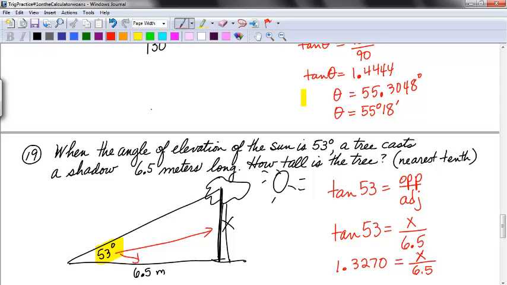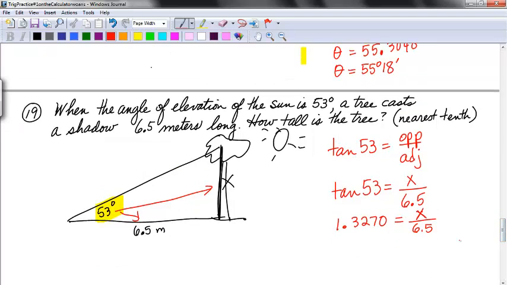So to solve for x, you're going to multiply by 6.5 on both sides. So just take what's on the calculator times 6.5. They want it rounded to the nearest tenth. So I've got x is 8.625. You're going to look at this and leave it at 8.6, and that would be in meters.